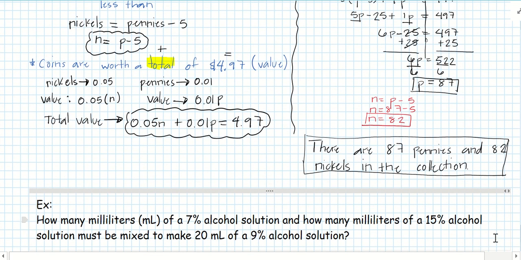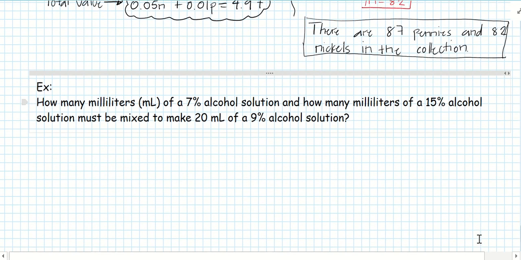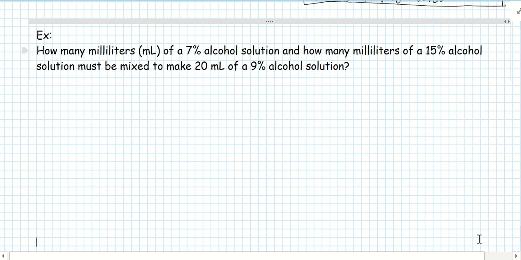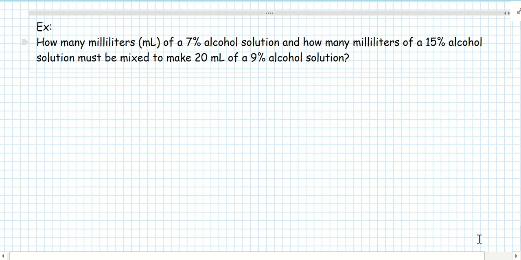Okay, let's go ahead and see this one. So this one says, how many milliliters of a 7% alcohol solution and how many milliliters of a 15% alcohol solution must be mixed in order to make 20 milliliters of a 9% alcohol solution?